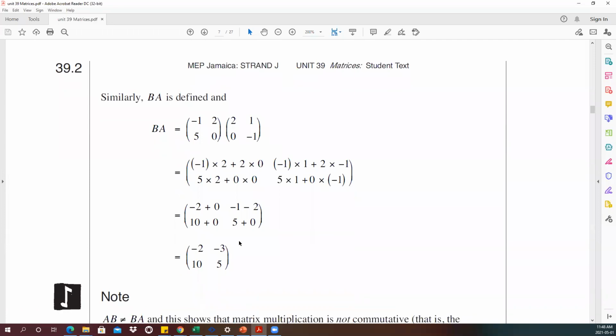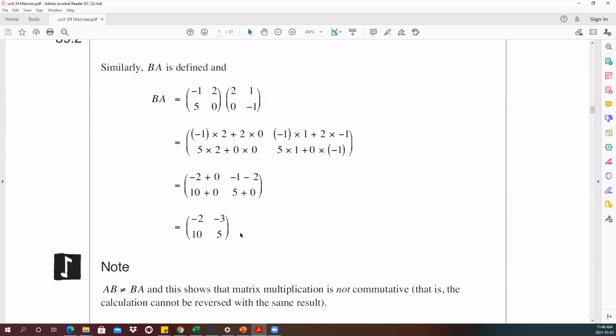And it is making a point that it's not like regular multiplication, where 2 times 3 is 6 and 3 times 2 is 6, right? You can't just flip the numbers around and think you're going to get the same result. You're not going to get the same result.